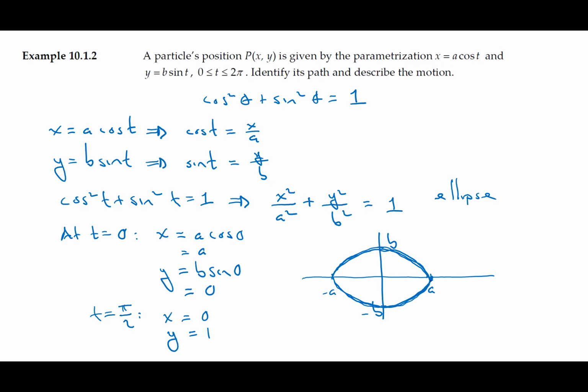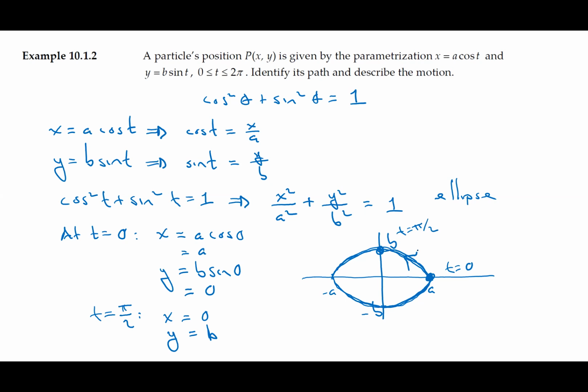All right. So I've got this ellipse, and I know that at time 0, my coordinate is (a, 0). So there's my time 0 right there. And then at pi halves, I'm up here at 0. Oh, I'm sorry, I did it again. At pi halves, right, my y is b, (0, b). So the direction is counterclockwise, okay?